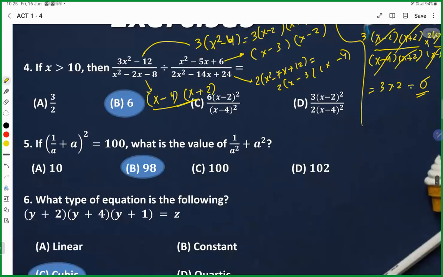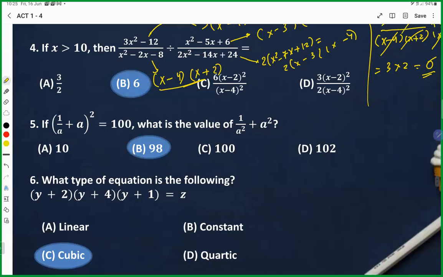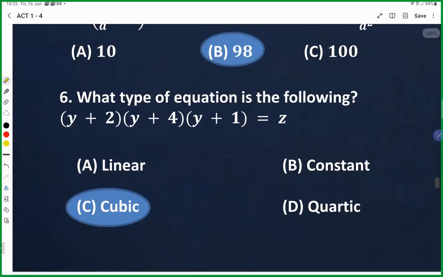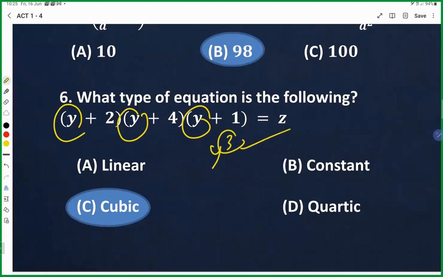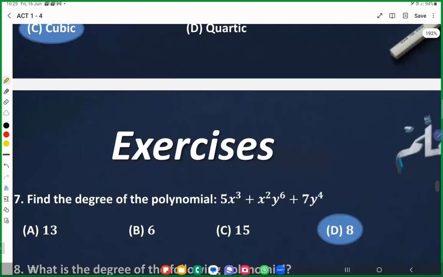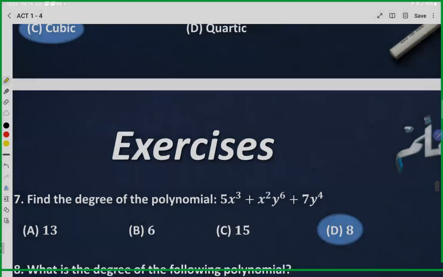Okay. It's one of the main questions. And yes, remember the degree of the polynomial. What's the degree of this polynomial? I don't even need to multiply it. So y multiplied by y, it's y cubed. So directly the degree is 3, which means this is a cubic polynomial. Let's go next.